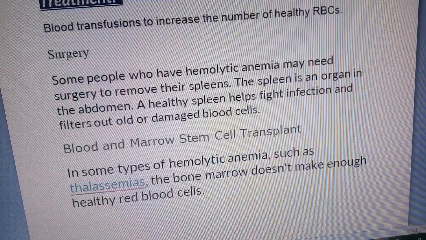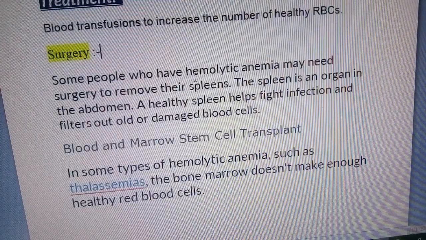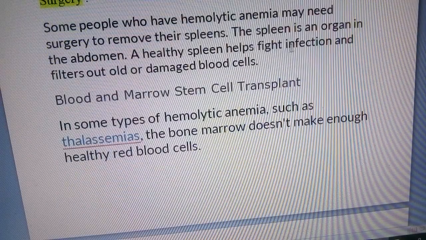What is the treatment for hemolytic anemia? Blood transfusion to increase the number of healthy RBCs. First one is surgery. Some people who have hemolytic anemia may need surgery to remove their spleen. The spleen is an organ in the abdomen. A healthy spleen helps fight infection and filters out old or damaged blood cells.